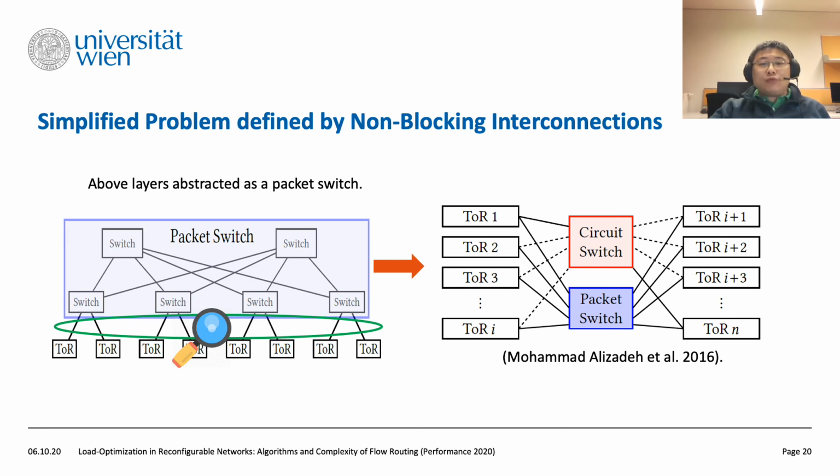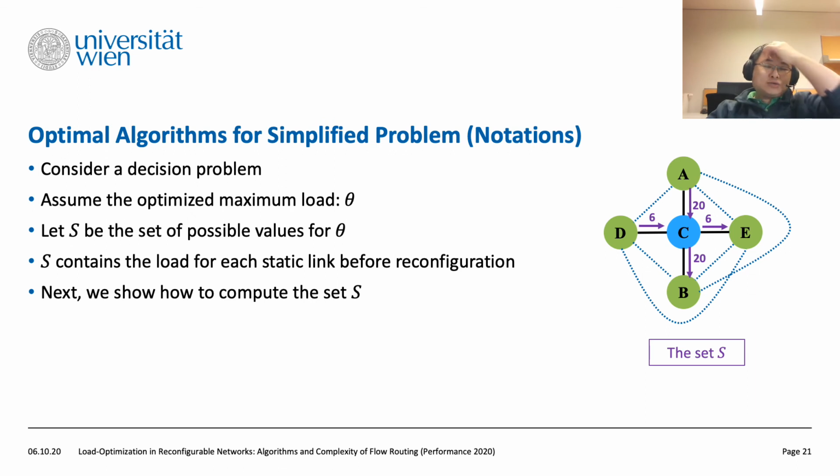So we can rewrite this topology into this structure. Actually, the static network becomes a star with a packet switch. This topology was already considered in previous work. Now, let's introduce our optimal algorithm for this simplified problem under this non-blocking property.